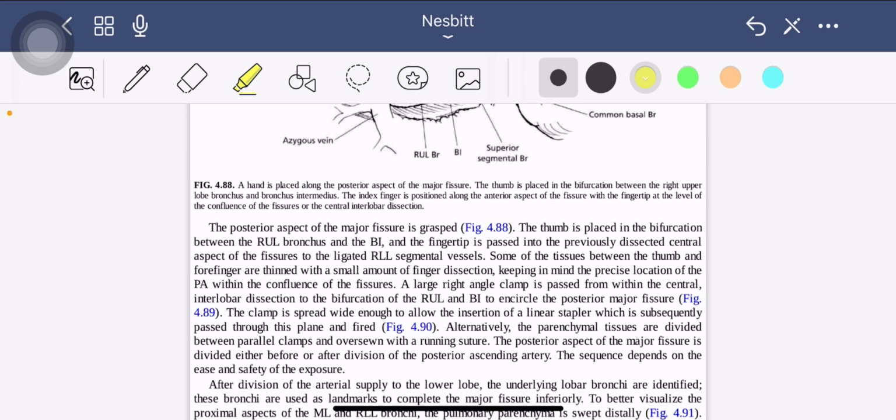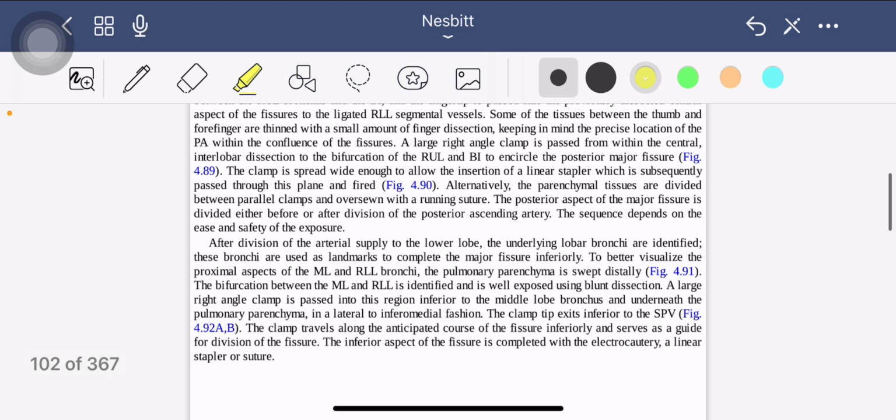A large right angle clamp is passed from the central interlobar dissection to the bifurcation of the right upper lobe and intermediate bronchus to encircle the posterior major fissure. The clamp is spread wide enough to allow for the insertion of a linear stapler, which is subsequently passed through this plane and fired. Alternatively, parenchymal tissues are divided between parallel clamps and oversewn with a running suture.